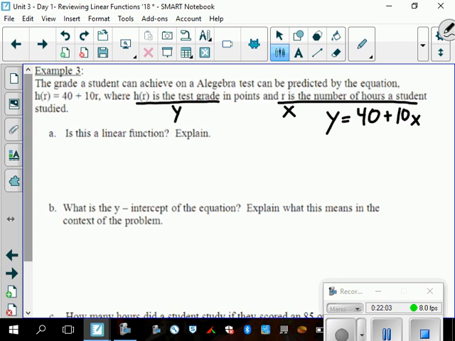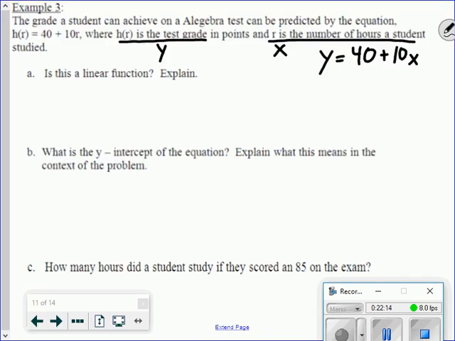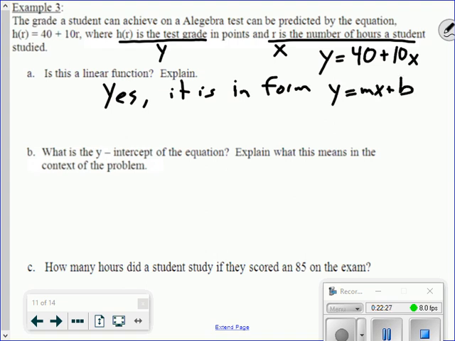So is this function linear? What is the y-intercept? And how many hours do I have to study to get an 85? I would like you to pause and try and do that. So there's a couple different explanations for linear. I would say yes. It is in the form y equals mx plus b. You could say it has a constant rate of change.